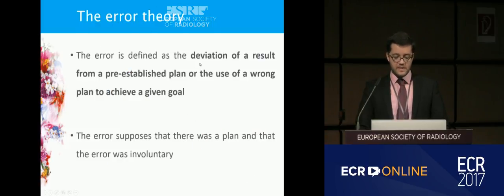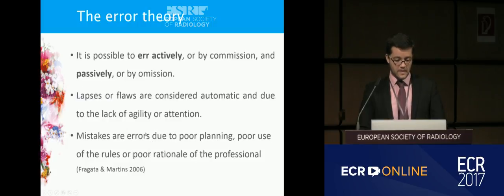What about the error? The error, basically, is a deviation of a result from a pre-established plan or the use of a wrong plan to achieve a goal. This is the error itself. And the error supposes that there was a plan and the error was involuntary. So who makes an error doesn't want to make that error. Also, in the error theory, it's possible to err actively, or by commission, or passively, or by omission. These are definitions.